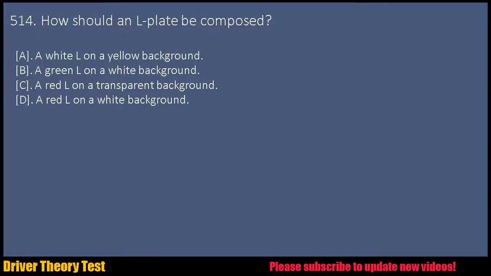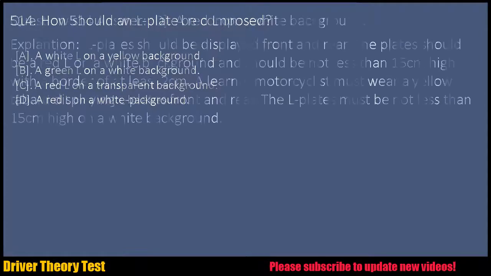Question 514. How should an L plate be composed? A. A white L on a yellow background. B. A green L on a white background. C. A red L on a transparent background. D. A red L on a white background.